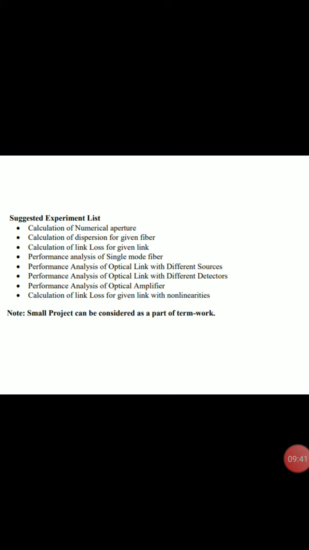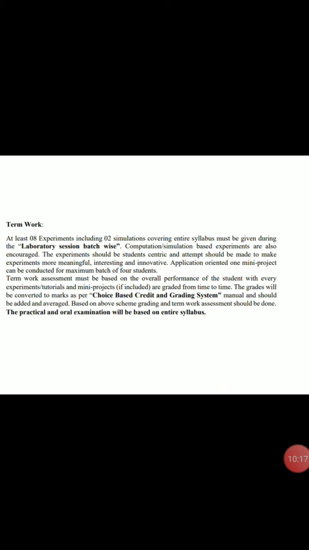Next is the suggested experiment list. These are the experiments we have to complete in this semester: calculation of numerical aperture, calculation of dispersion for the given fiber, and like that there are different experiments. A note says a small project can be considered as part of the term work. So for the term work, you have to complete one small project. We will see what the criteria will be for this subject and how the project will be done.